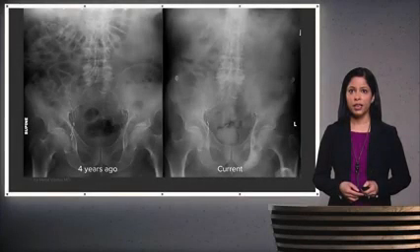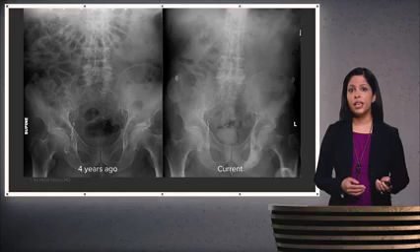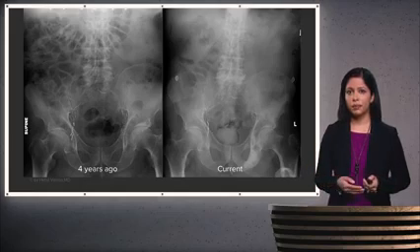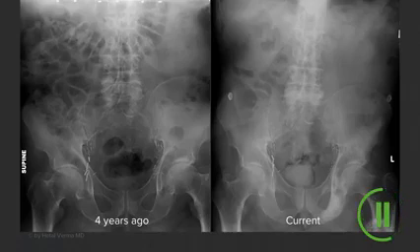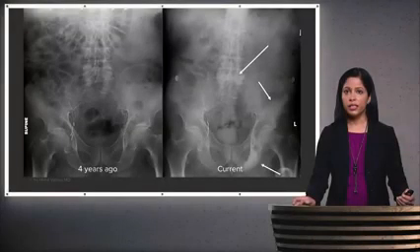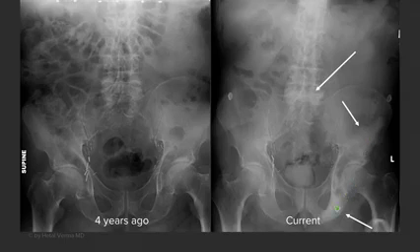So let's take a look at this case. Again, we're focusing on the bony structures here. Can you see the difference between the image that was obtained 4 years ago and the same patient, the image that's obtained currently? So these are the areas that look a little bit different. You have an increase in density here within the lower lumbar spine. You have an increase in density within the iliac bone. And then you have an increase in density in the inferior pubic ramus when compared with the prior.